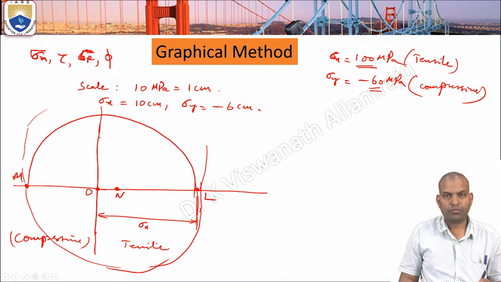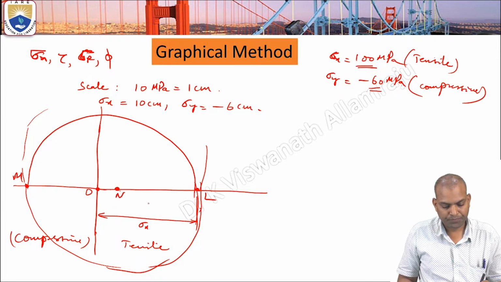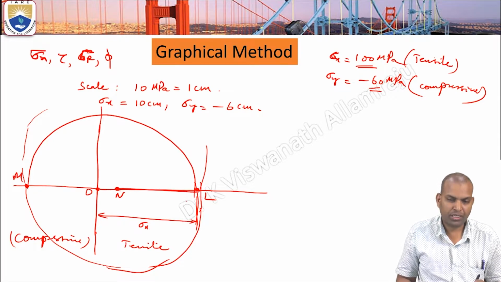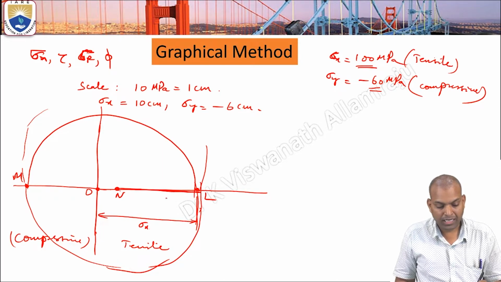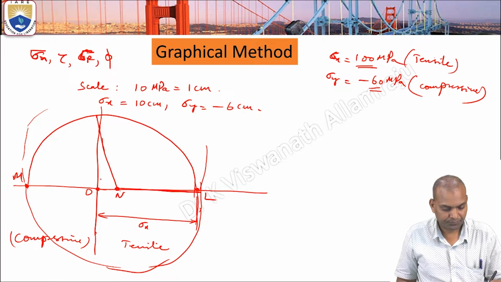So after this, what to do? At the end point, with the help of a protractor, this is the reference line NL. The angle of inclination here is 50 degrees, so 2 theta makes it 100 degrees. That crosses 90 approximately. It is 2 theta, 100 degrees.